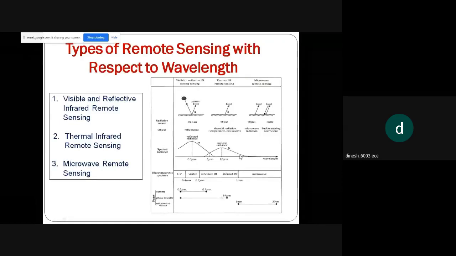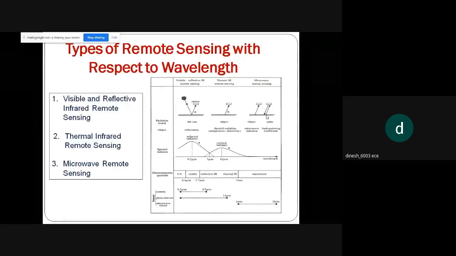Then we have microwave remote sensing, which uses two subsets. One is the radar principle, which uses the backscattering coefficient. Another one is microwave radiation. Microwaves are sent from the object to the sensor, or in turn the radar principle is used as the radiation source for the backscattering coefficient. With that we can find the exact geographical location or the exact information of acquiring the data about it.